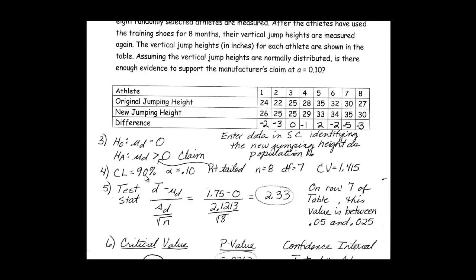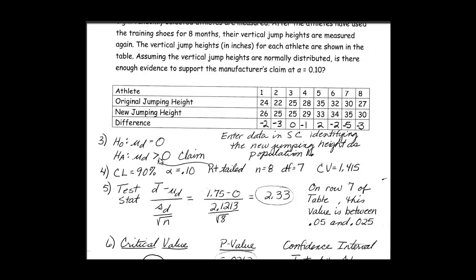Our confidence level is 90%. Alpha is at 10, and we've got that from here. This is a right tail test from this sign right here. Our sample size is 8, our degrees of freedom is 7, and our critical value is 1.415, and I got that from looking at the t-table. We had a degrees of freedom of 7, being we had a sample size of 8, and this is a one-tailed probability at 10% alpha, so that intersects here, 1.415.